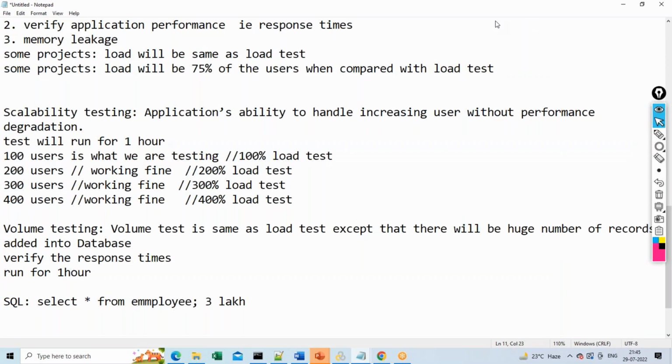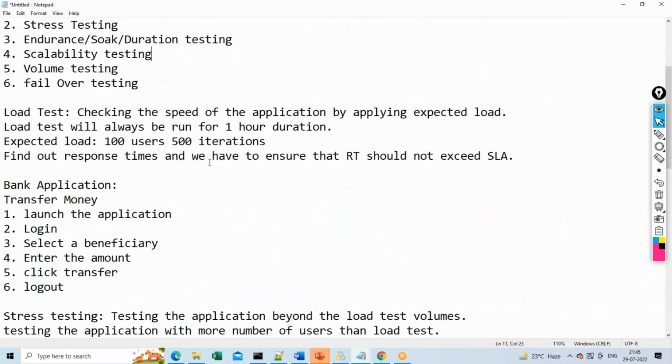Any questions? So yesterday we discussed what is performance testing, LoadRunner architecture, VuGen sample recording and replay. Today we discussed types of performance testing. So what is the first major type of test we do? That is a load test. Who will give the requirement? Client will give the requirement.